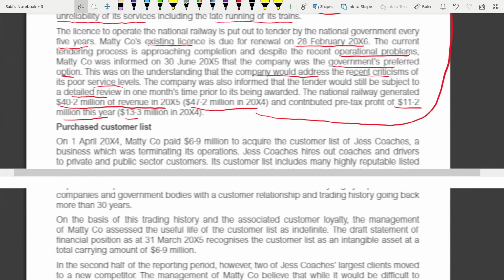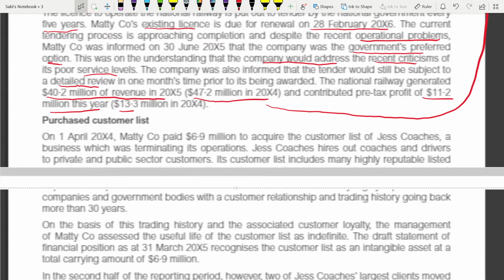Okay, purchased customer list. This is an intangible asset. On 1st of April 2004, Medi paid 6.9 million to acquire the customer list of Jay's Coaches, a business which was terminating its operation. Jay's Coaches hires out coaches and drivers to private and public sector customers. Its customer list includes many highly reputed listed companies and government bodies, with a customer relationship and trading history going back more than 30 years. That shows it's very significant.